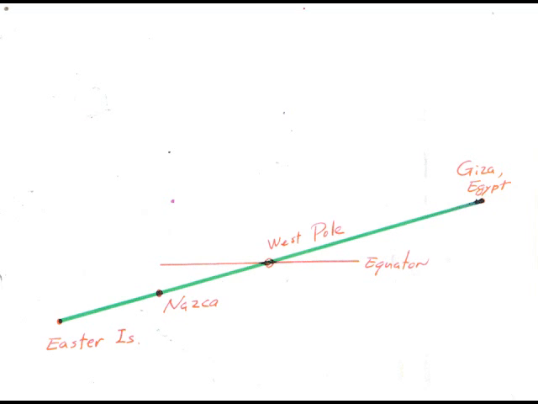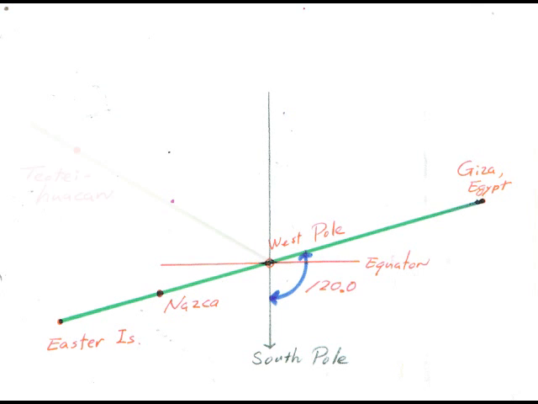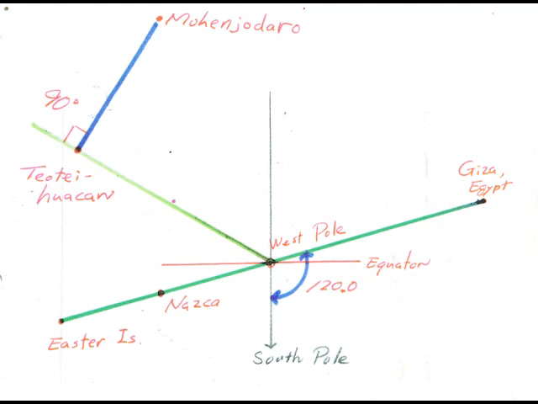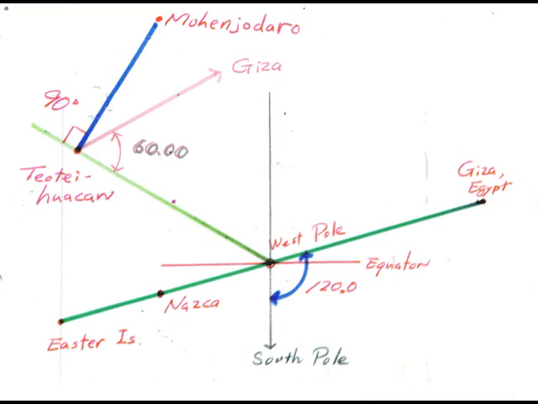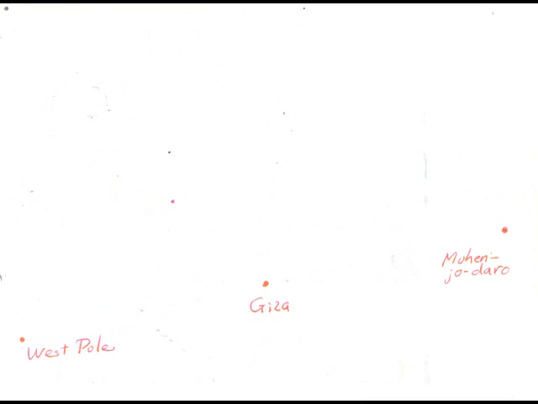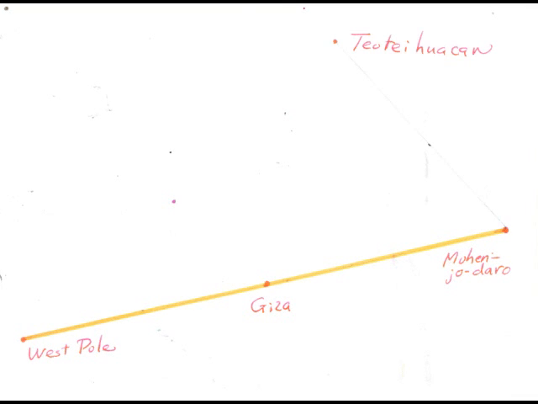Anyway, this is a chart which shows my line theory roughly. And in the middle of this chart, you can see West Pole. There are 2 poles. One is the West Pole, and the other one is East Pole in Indonesia. Anyway, this is the line from West Pole to Giza to Mohenjo-daro.